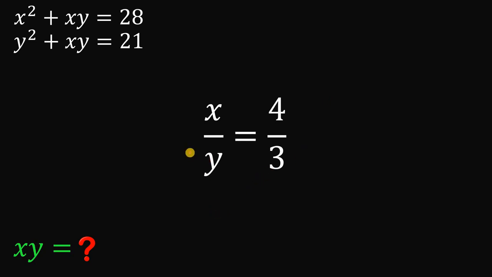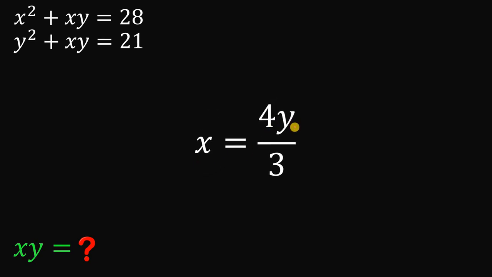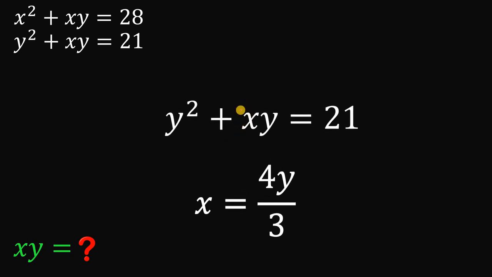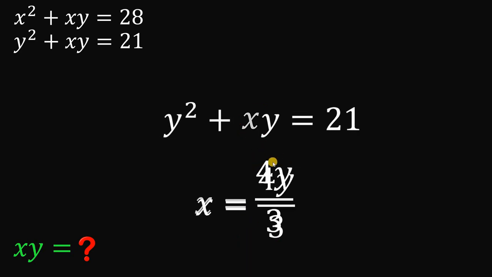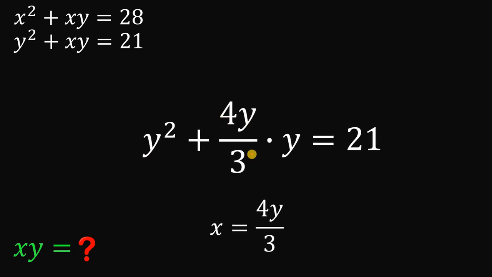Now let's solve for the value of x. To do that, let's multiply both sides by y. So x must be equal to 4y over 3. Now what we're going to do here is choose an equation that contains the least number of x. That equation is the second equation, because it has only one x. So let's replace this x by the value of x, which is 4y over 3. If we do that, we get y squared plus 4y over 3 times y equals 21.